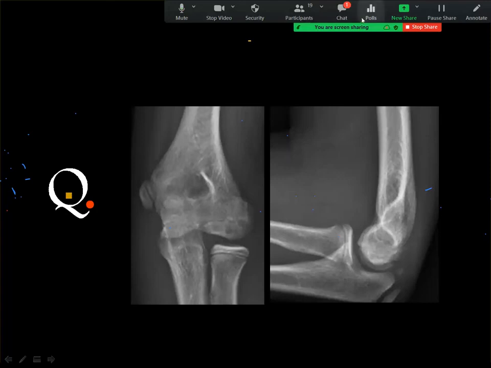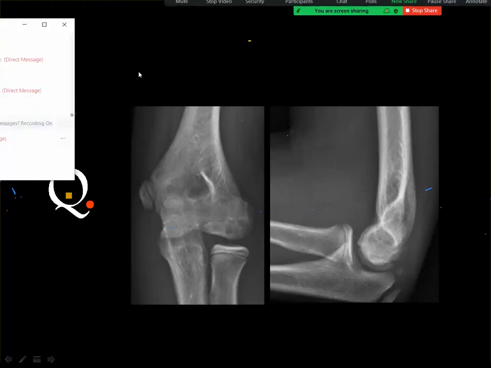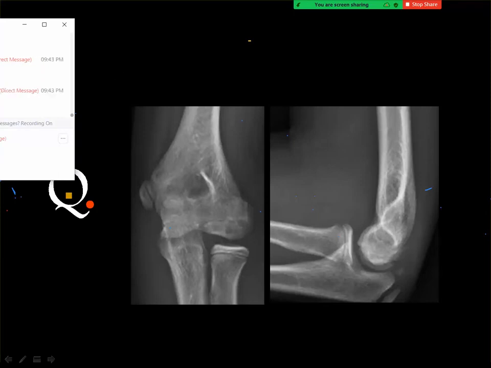Next case. This is an X-ray of the elbow of a young child. Olecranon fracture, tendon avulsion. These are the suggestions. And then, Sabir, what do you mean by tendon avulsion?